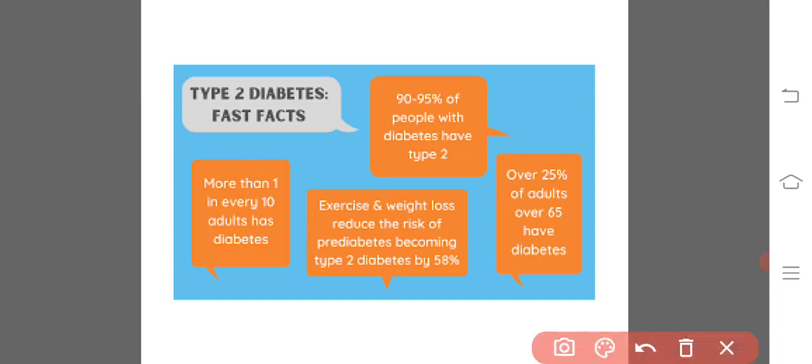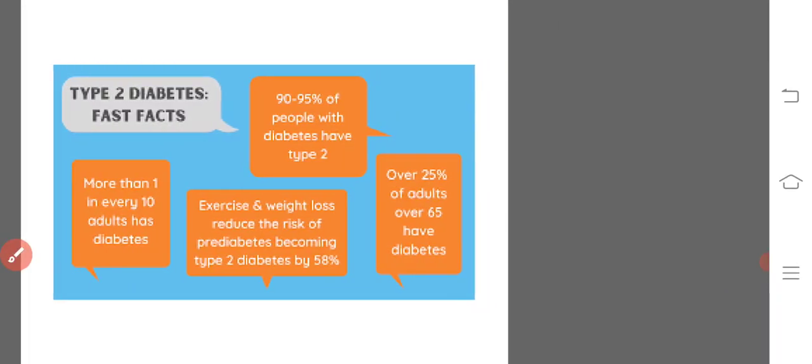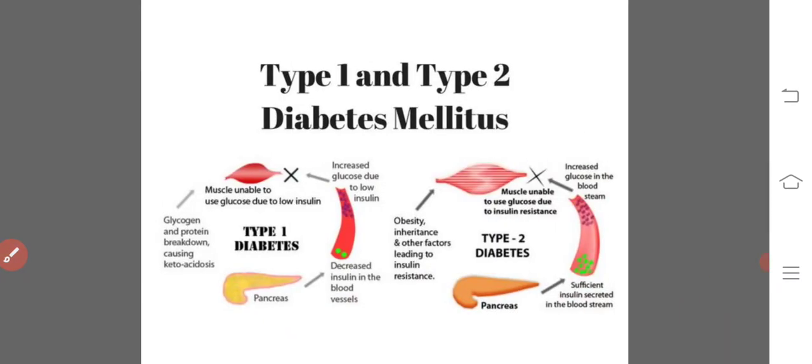More than 1 in every 10 adults has diabetes. 90 to 95% of people with diabetes have type 2. Exercise and weight loss reduce the risk of pre-diabetes becoming type 2 diabetes by 58%. Over 25% of adults over the age of 65 have diabetes. These are certain statistics regarding type 2 diabetes.